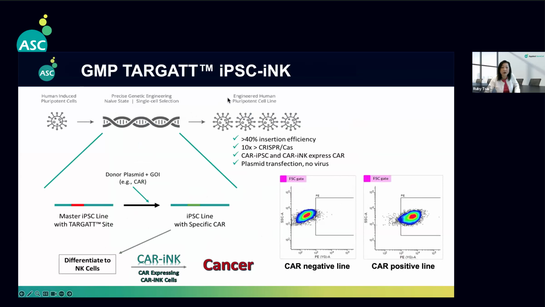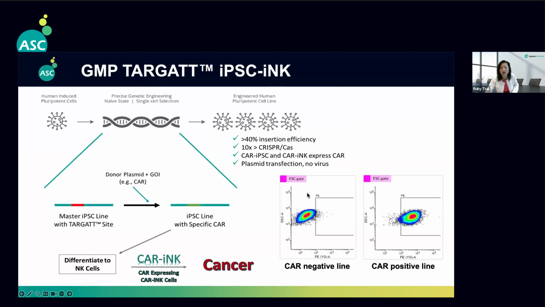So I'll quickly talk about one application here, which we did, which is to use our GMP grade iPSC platform to make iNK cells. It's a CAR iNK. So we started with the master cell line and then inserted a CAR using our TARGATT technology. And the efficiency without any selection or enrichment was over 40% insertion efficiency, 10 times better than CRISPR Cas9 when we did it. And we also monitored CAR expression, and it's expressed in the iPSC as well as in the differentiated final products, and also all through the differentiation process.